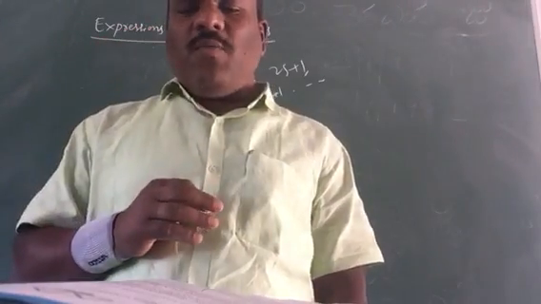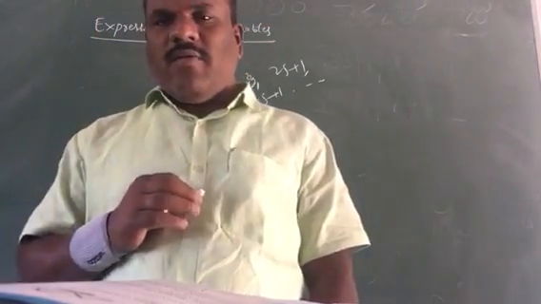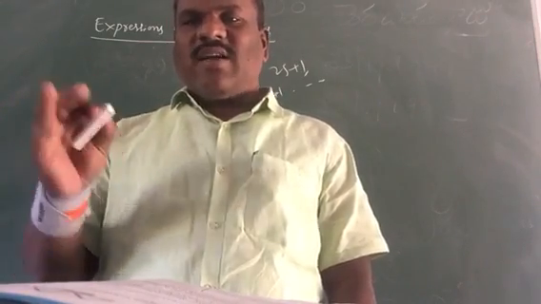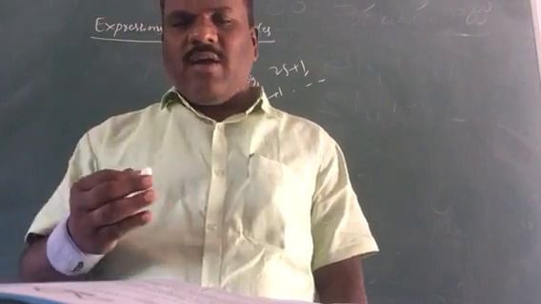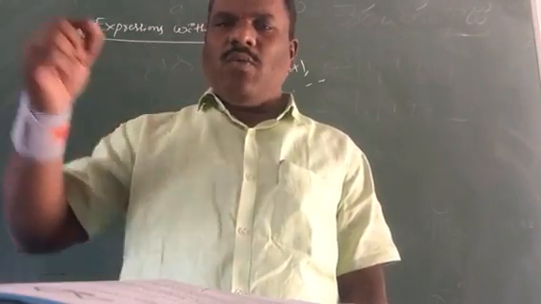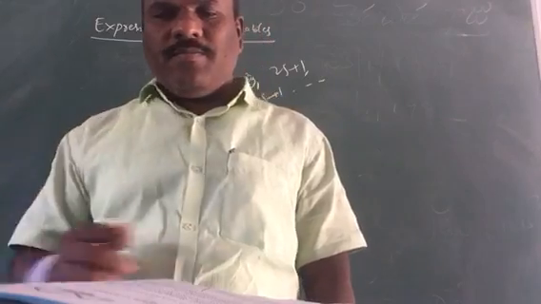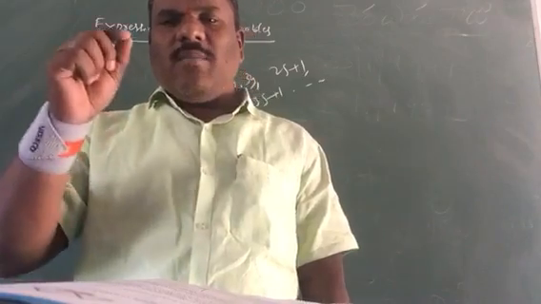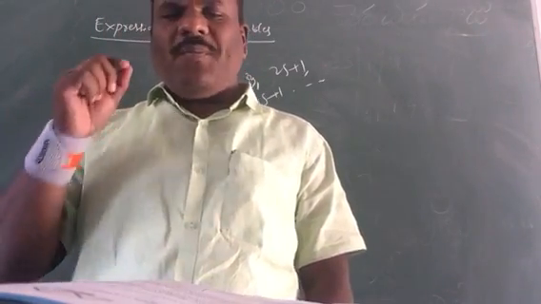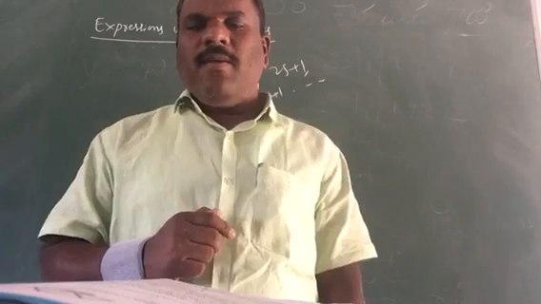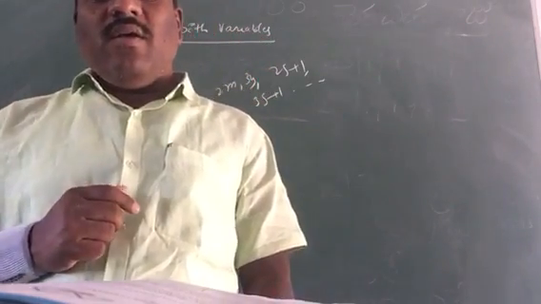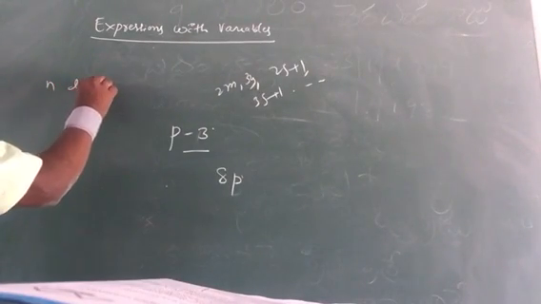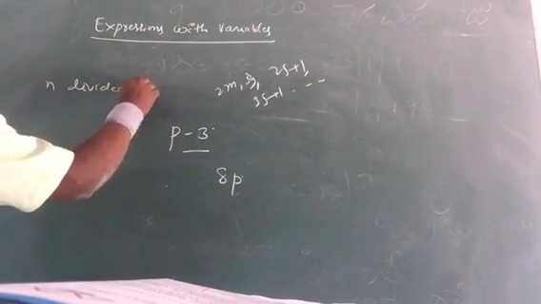So we know that a variable can take different values. Variables are a, b, c, x, y, z, etc. The variables can take different values, like 1, 2, 3, 4, 5, etc. They have no fixed value, but they are numbers. That is why operations of addition, subtraction, multiplication, and division can be done on them. For example, n divided by 7.